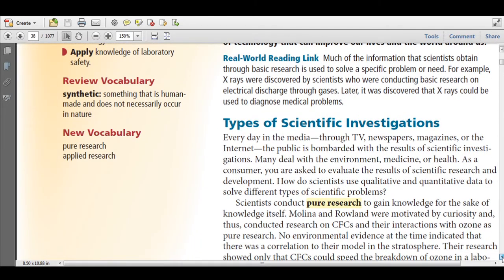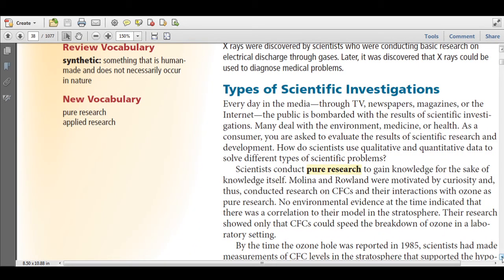Every day in the media, through TV, newspaper, and magazines, or the internet, the public is bombarded with the results of scientific investigations. Many deal with the environment, medicine, or health. As a consumer, you are asked to evaluate the results of scientific research and development. How do scientists use qualitative and quantitative data to solve different types of scientific problems?